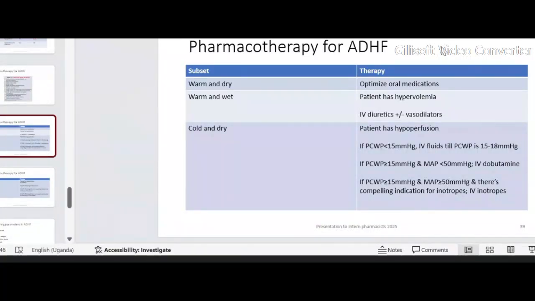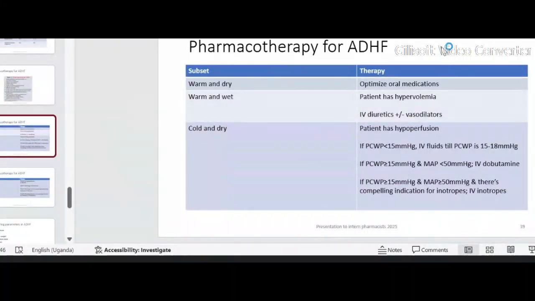The patient who has cold extremities, they are cold and they are dry. They are cold because they're not perfusing well. Okay? This is the patient, and then they're also dry. They're not congested. Okay? So these are patients who might need fluids, particularly if their PCWP is less than 15.